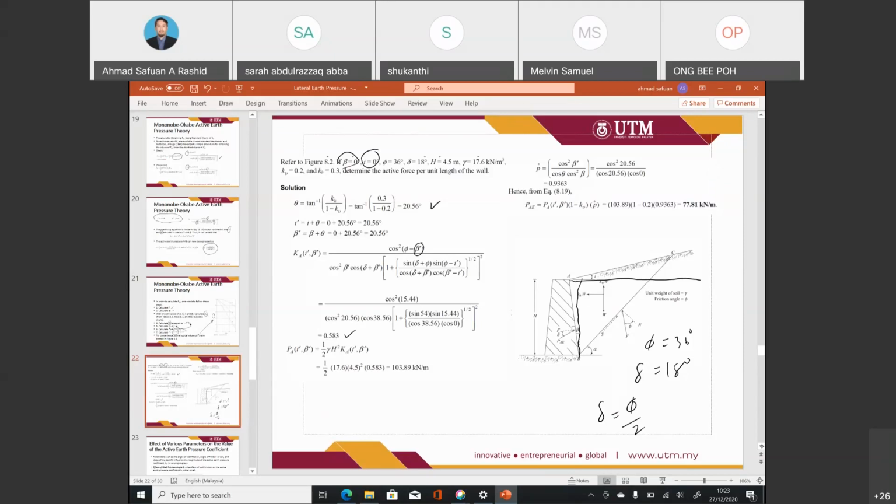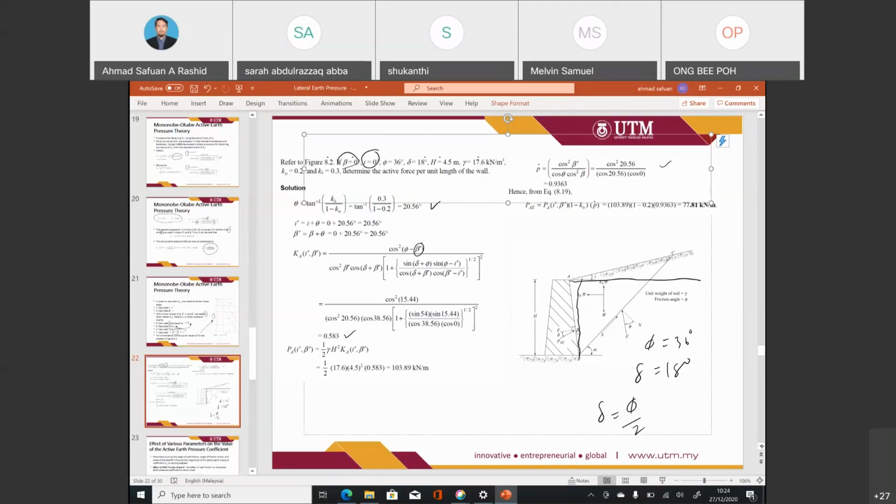Now to determine the PA, using the static equation, our PA is equal to half times 17.6 times 4.5 squared times 0.583, which is equal to 103.89. So that is the PA. This PA should be multiplied with the asterisk P, which is equal to cos squared B prime over cos theta cos squared theta. The result is 0.966 and 0.9363.